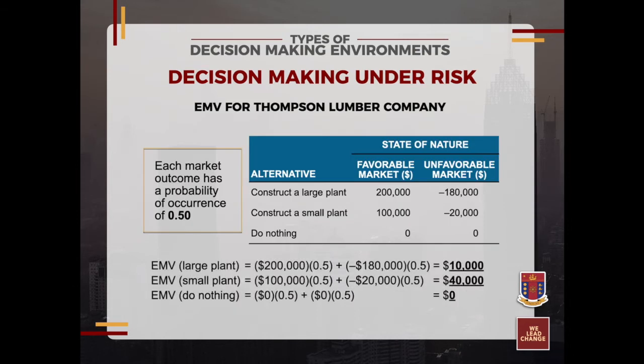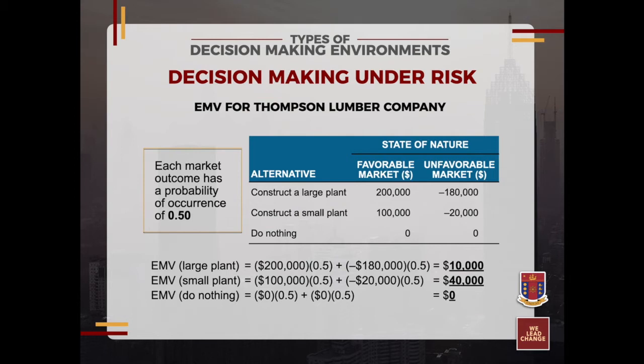Now let us take this one as an example. So it's the similar example we used before. We have the three alternatives: construct a large plant, construct a small plant, or do nothing. And we also have the same states of nature: favorable market and unfavorable market, and below would be the different payoffs. Now let's say that each market outcome has a probability of occurrence of 0.50.